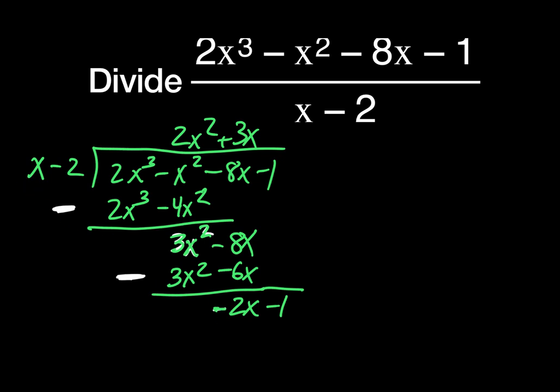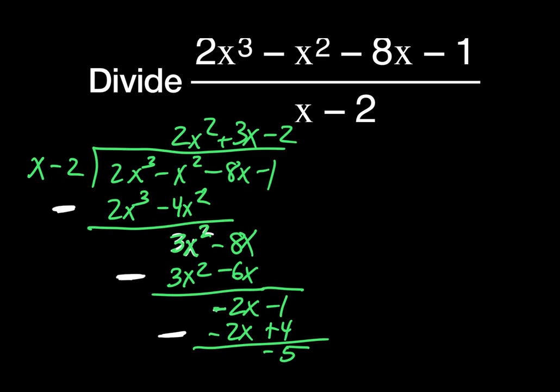X times what gives me negative 2x? That will be negative 2. Negative 2 times x down here. Then negative 2 times negative 2. So I'll have negative 2x and plus 4. Subtracting. Negative 2x minus a negative 2x. Minus a negative is plus a positive. That adds to 0. Negative 1 minus 4 is negative 5.